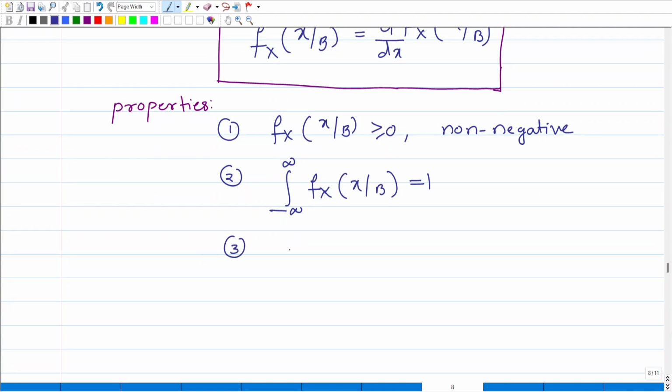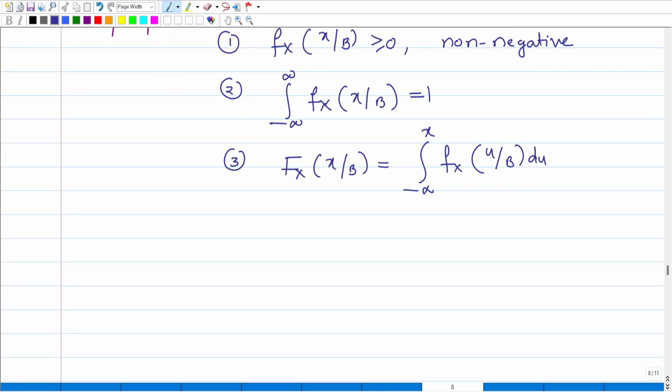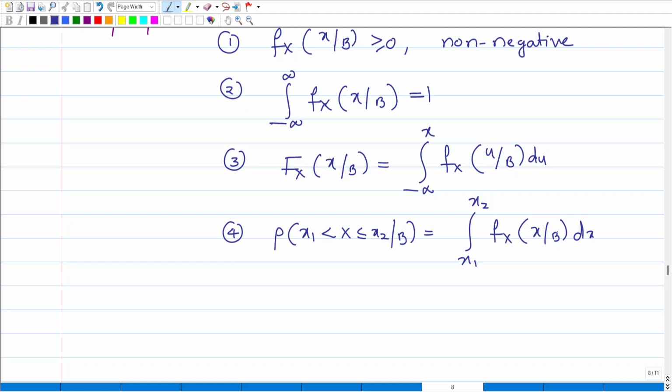And the third one: we can obtain the conditional distribution from the conditional density function by integrating from minus infinity to x, where the conditional density function is f of u given B du. So the CDF can be obtained by integrating the PDF. And the fourth one: the probability that x1 is less than X less than or equal to x2 given B is the integration from lower limit x1 to upper limit x2 of the conditional density function small fx of x given B dx. So these are the properties of the conditional density function.